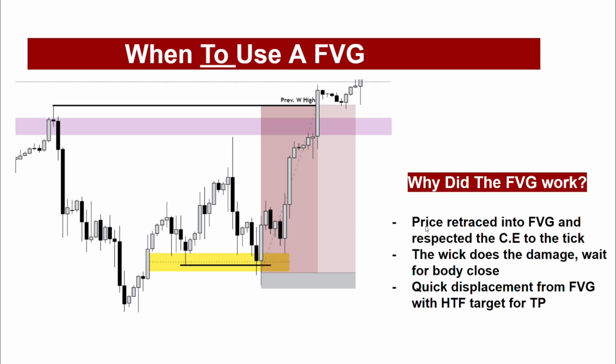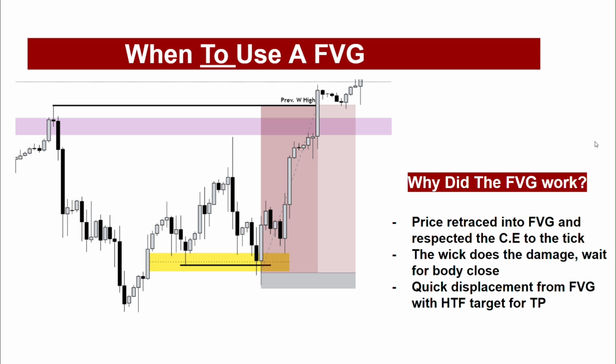So why did the fair value gap work? Price retraced into the fair value gap in respect to the consequent encroachment to the tick, right? It did not close below the consequent encroachment. The wick does the damage, wait for the body close. So although the wicks are wicking down in here to the change in state of delivery, which is this down close candle, we want to wait for the body close. And there was also a quick displacement from the fair value gap with a high time frame target for our take profits.